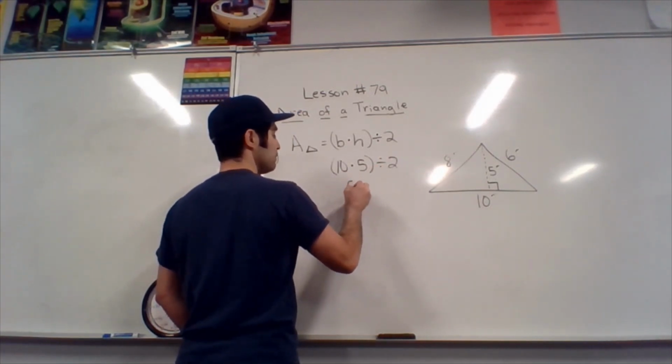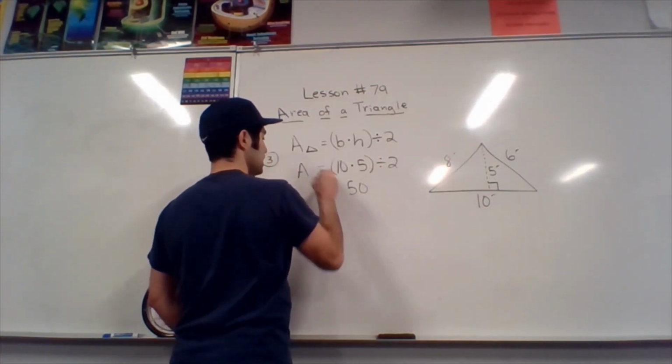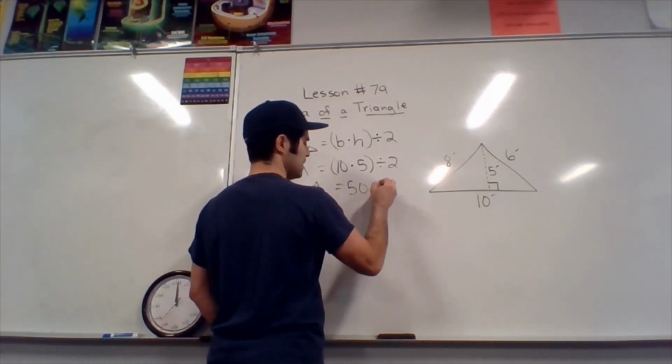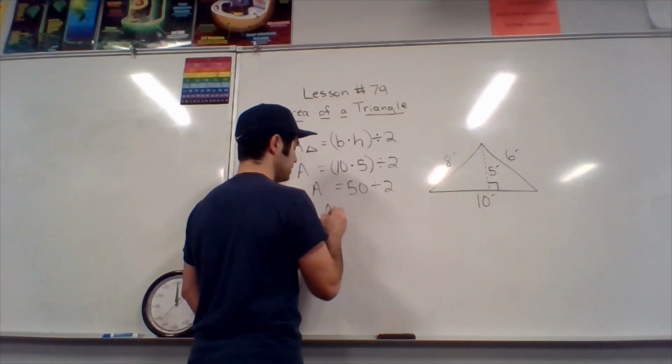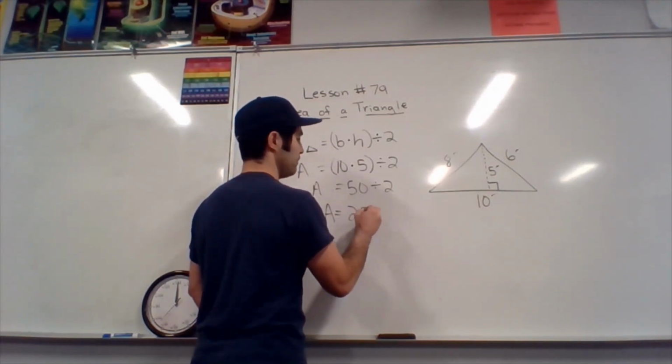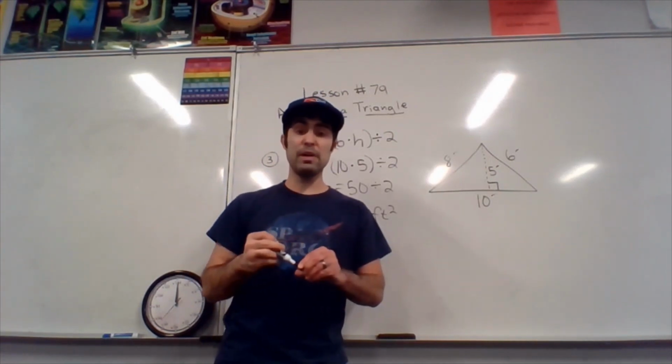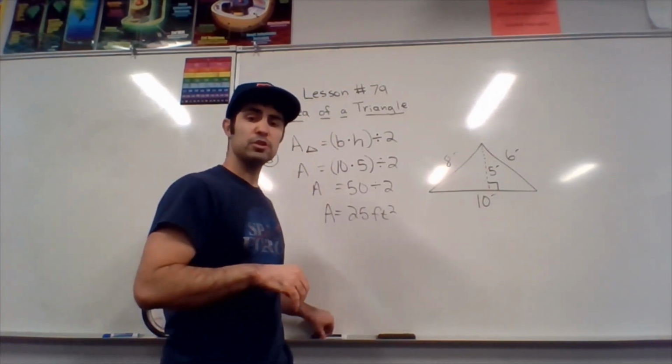10 times 5 is 50. All this is going to be equal to the area. Do exactly how I do in your homework. This is how you're supposed to do it. 50 divided by 2, and your area is going to be 25 feet squared. Alright, so that's how you find the area of a triangle.